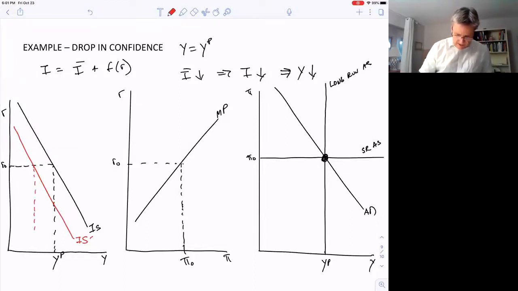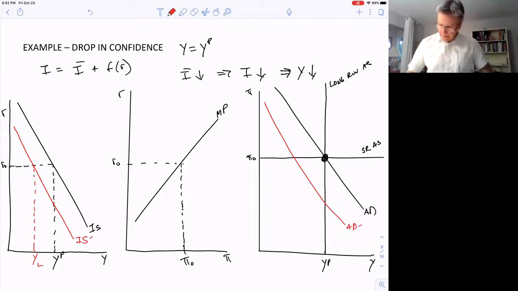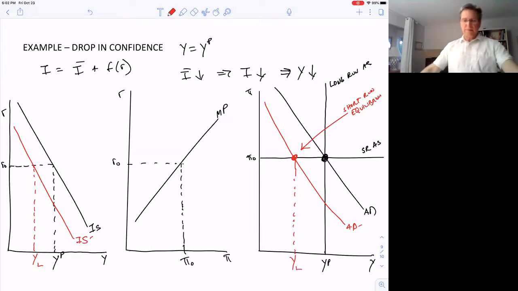And we'll have a lower equilibrium income, call this Y sub L. And the aggregate demand curve shifts here to the left, call it AD prime, and we get a new equilibrium. We'll have this short run equilibrium at income Y sub L, which is lower than potential.